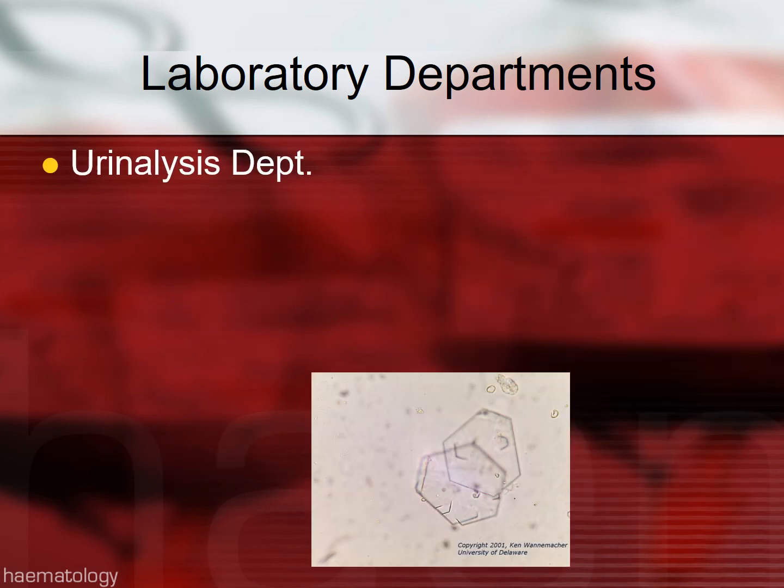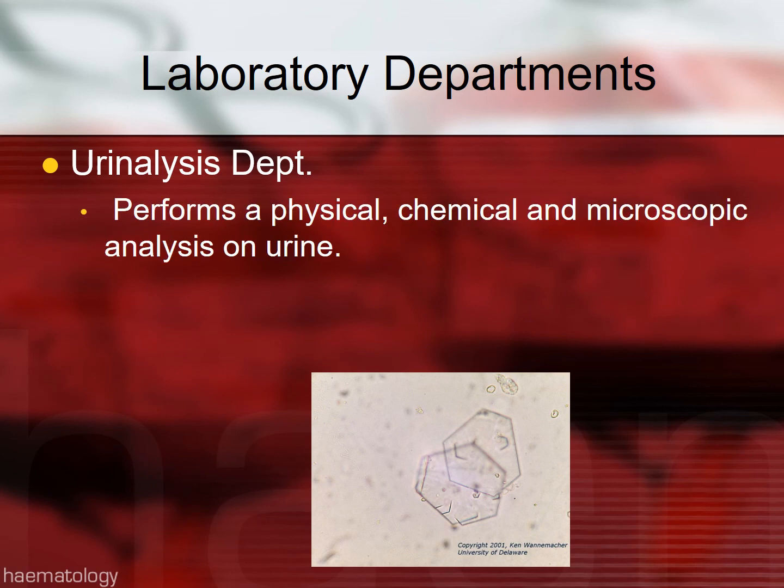We also look at the urinalysis department. The urinalysis department performs a physical, chemical, and microscopic analysis on urine. You won't be doing this, but you'll be collecting the urine from the patient after, of course, giving them the instructions on how to collect their own urine, whether it be in a sterile or non-sterile cup, or even a 24-hour container with either preservatives or not. And of course, you'll be taking it back to the lab for processing. They will run the tests.